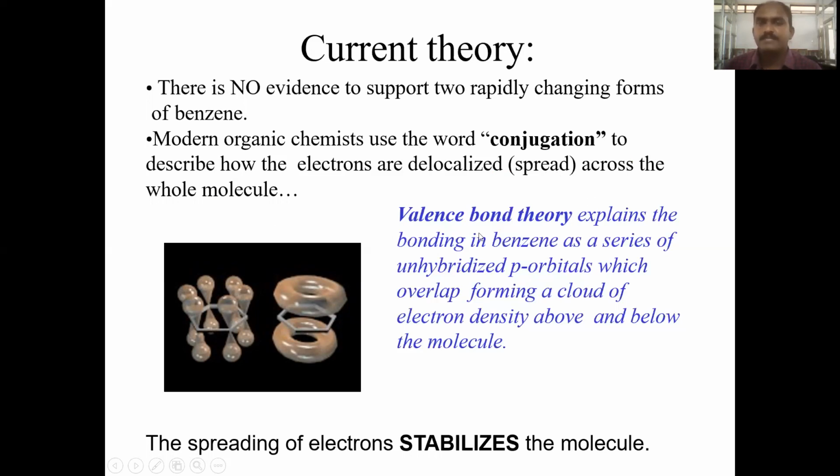Valence bond theory explains that benzene has unhybridized p orbitals which are perpendicular to the plane of the ring. They overlap each other to form a double bond, and they create an electron cloud above the plane and below the plane. This spreading of electrons, the movement of electrons from one carbon to another carbon, stabilizes the molecule. That is the reason benzene has less energy and is said to be more stable.